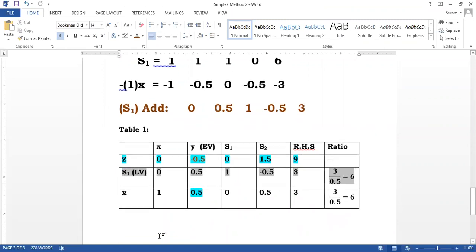Now we are going to repeat the same process. First I am going to find the entering variable. What is the entering variable here? Y is the entering variable for this table.